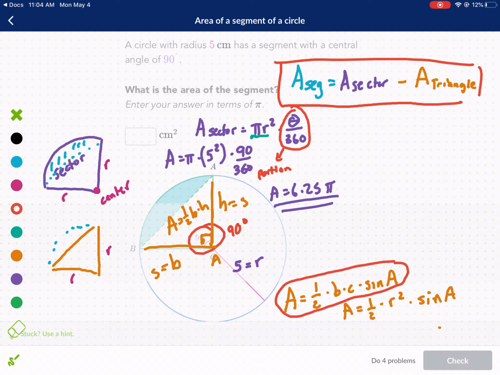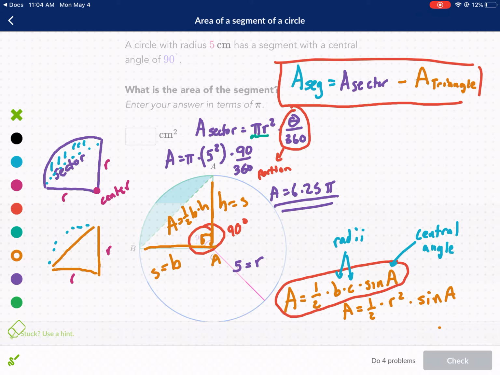Just know that your B and C are going to be the same, and then sine of A is going to be your central angle. So let me write that there. These two are going to be your radii, and then this is going to be your central angle. If you want to pause this video at any time to copy down the notes, that might be advisable. So let's go ahead and find this area.